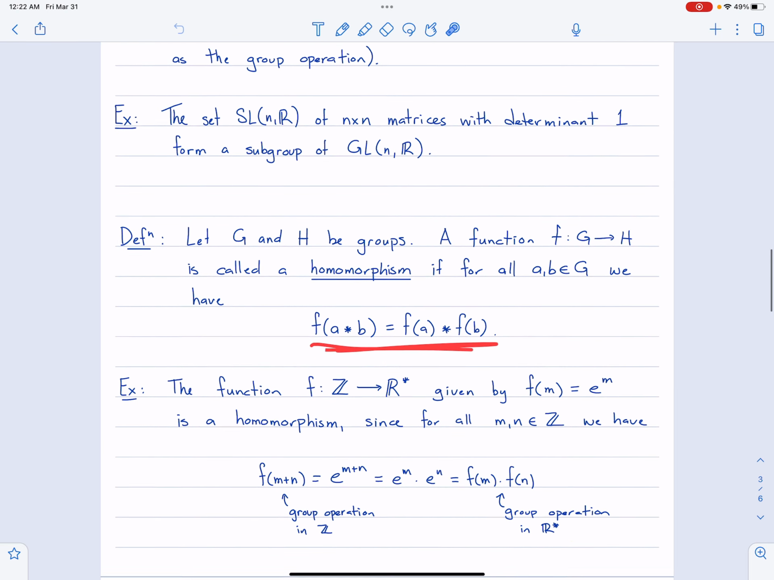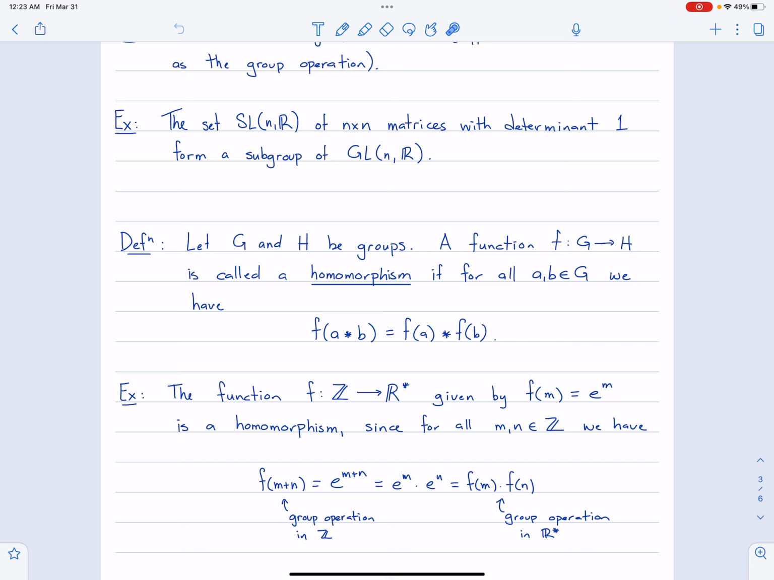So what's an example of a group homomorphism? Well, remember we can think of the real numbers as a group. Then we can think of the set of non-zero real numbers as being a group under multiplication. We can think of Z as being a group under addition. And we can define a function from the integers to the non-zero real numbers by saying that f of m is equal to e to the power of m.